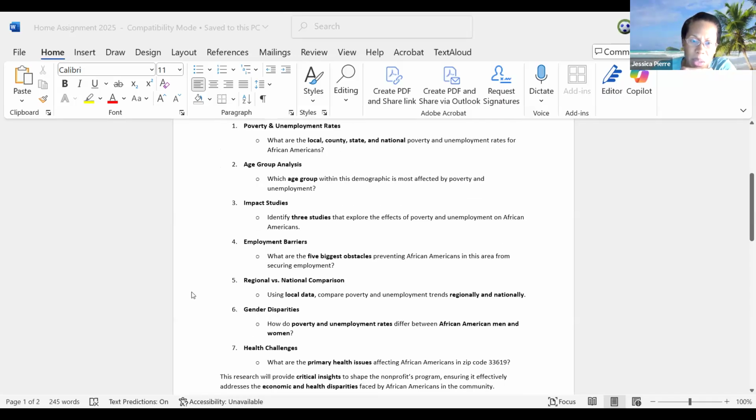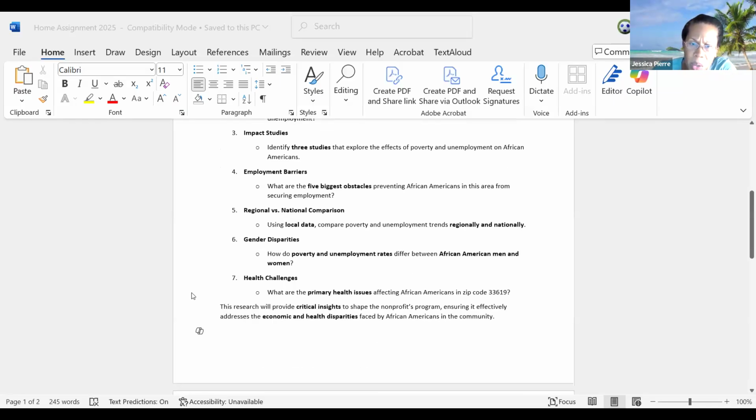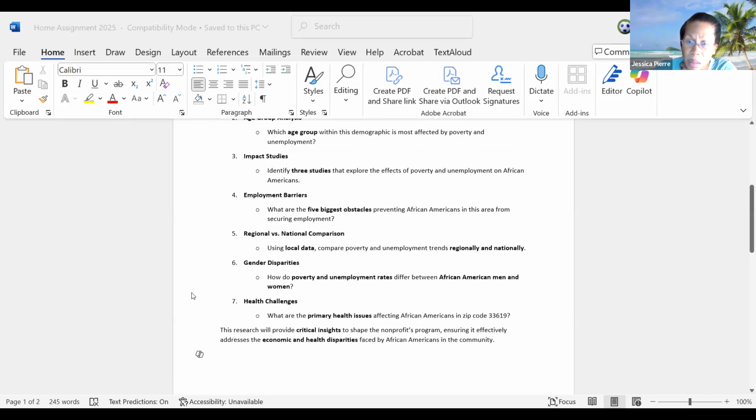Five, regional versus national comparison. Using local data, compare poverty and unemployment trends regionally and nationally. Six, gender disparities. How do poverty and unemployment rates differ between African American men and women? Seven, health challenges. What are the primary health issues affecting African Americans in zip code 33619? This research will provide critical insights to shape the nonprofit's program, ensuring it effectively addresses the economic and health disparities faced by African Americans in the community.